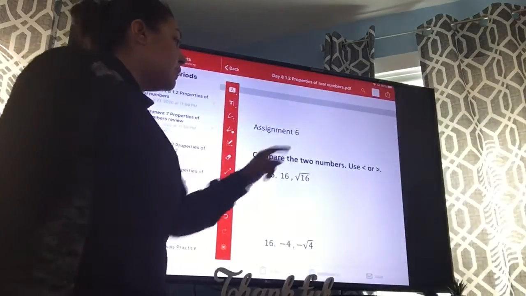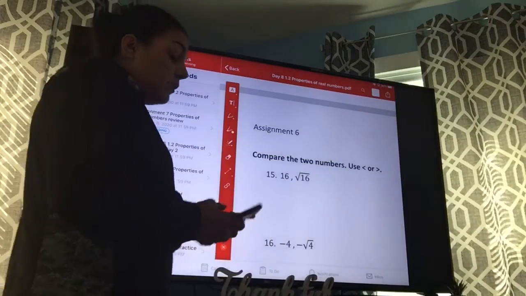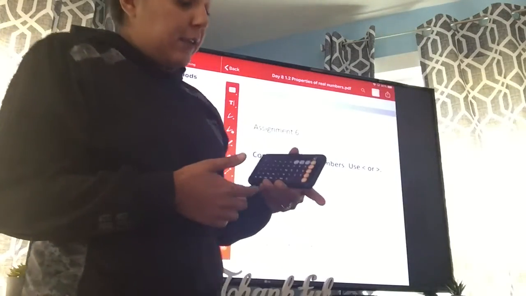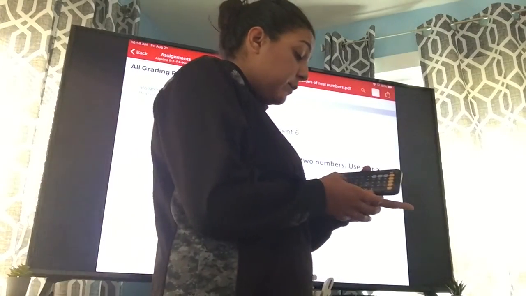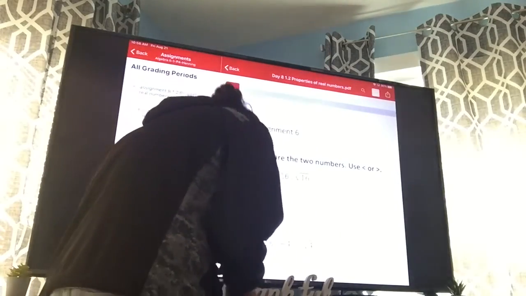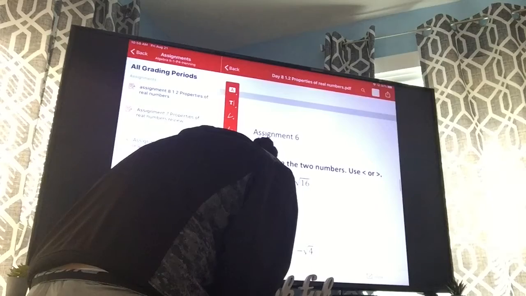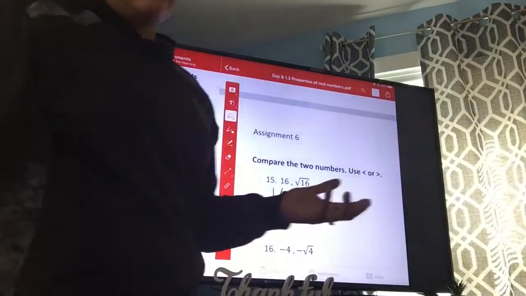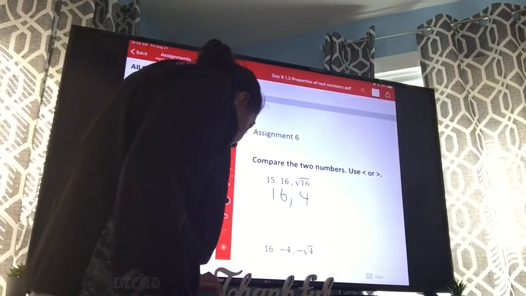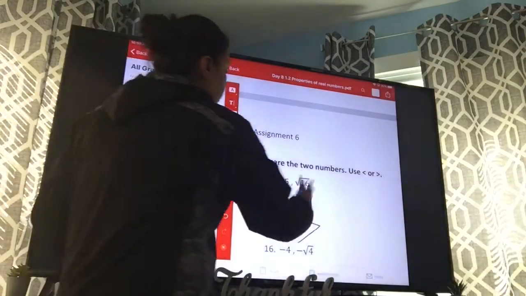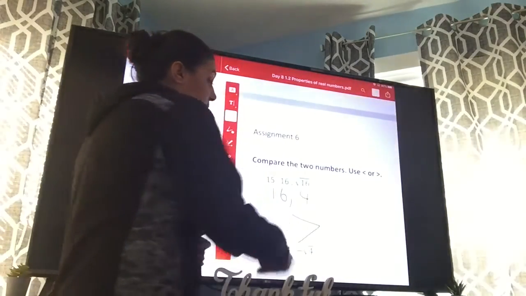So we got 16 and the square root of 16. If you're not sure what the square root of 16 is, use your calculator. Type in 16, turn your calculator sideways and hit that same button with the little 2 and the square root symbol. It's 4. So you got 16, 4. Which one is going to be bigger, 16 or 4? 16. So that means my mouth should be facing this way. He's eating the bigger number, so he's eating 16.